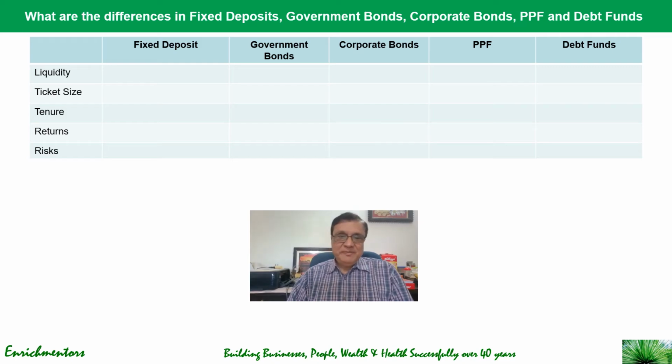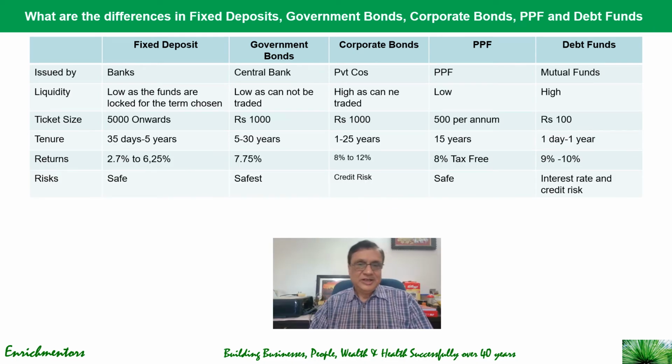Let's now dig deep into the differences between the fixed deposit, government bonds, corporate bonds, PPF, and debt funds. And again, we would look at five parameters: liquidity, ticket size, tenure, returns, and risk. So, any thoughts on this? The fixed deposits are issued by the banks, whereas the government bonds are issued by your central bank, Reserve Bank of India. Corporate bonds are issued by the private companies to raise the funding needs, and PPF is issued by what is called the PPF Commissioner, a separate constitutional body. And debt funds are issued by the mutual fund. So there are different financial institutions who issue these.